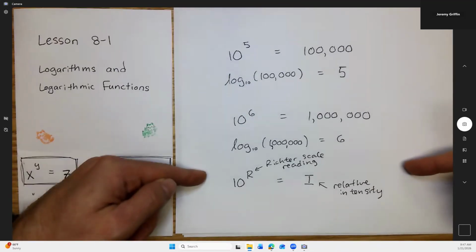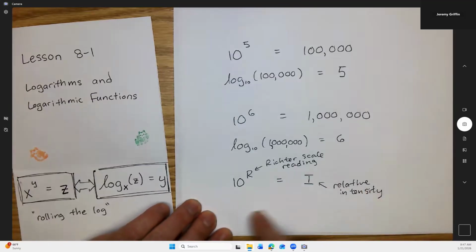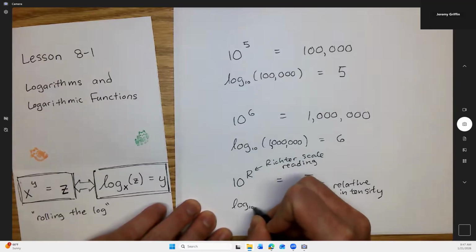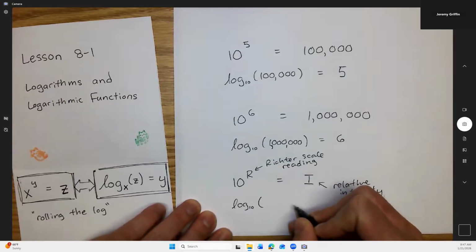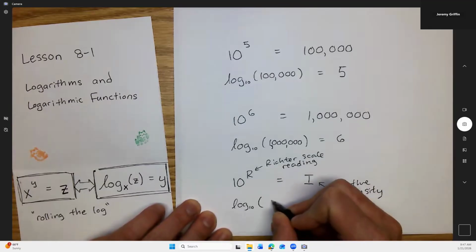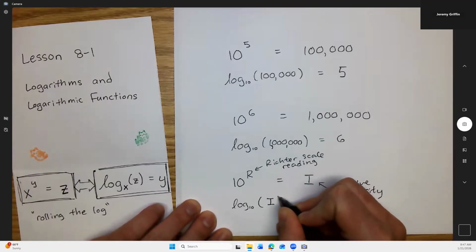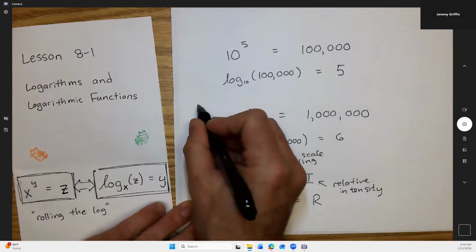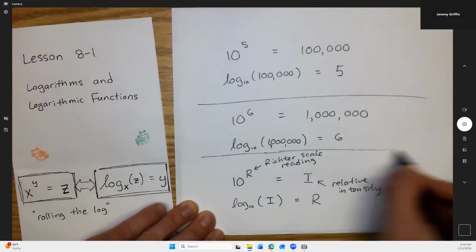You see it? Right. So let's put this in log form. Log base 10 of what is equal to what? Log base 10 of the actual intensity will tell you the Richter scale number. Do you guys see that? Okay, so let me kind of separate out my examples here.